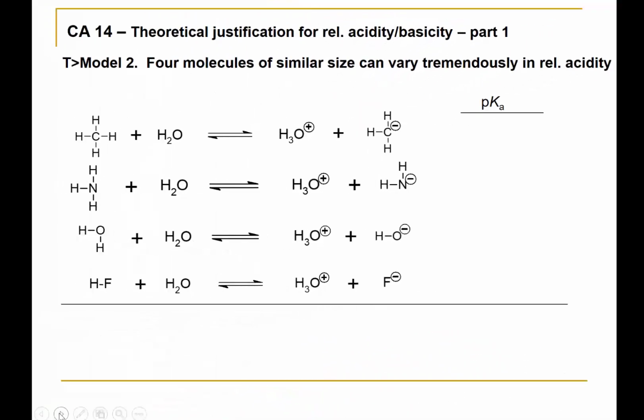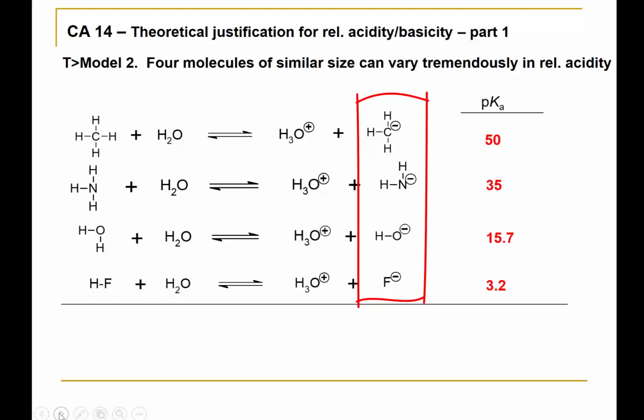To begin with, let us compare a series of acids that involve elements that are found in the first row of the periodic table. So we have methane reacting with water, ammonia reacting with water, water reacting with water, and hydrogen fluoride reacting with water. All of them form the hydronium ion and the corresponding conjugate bases. The pKa's for these reactions are as such.